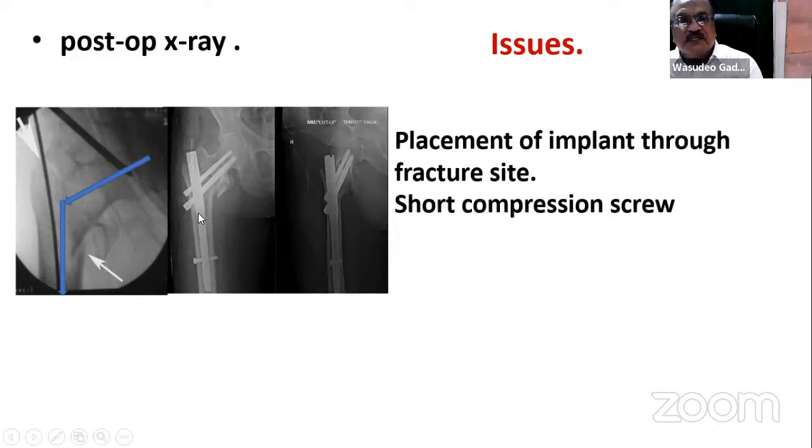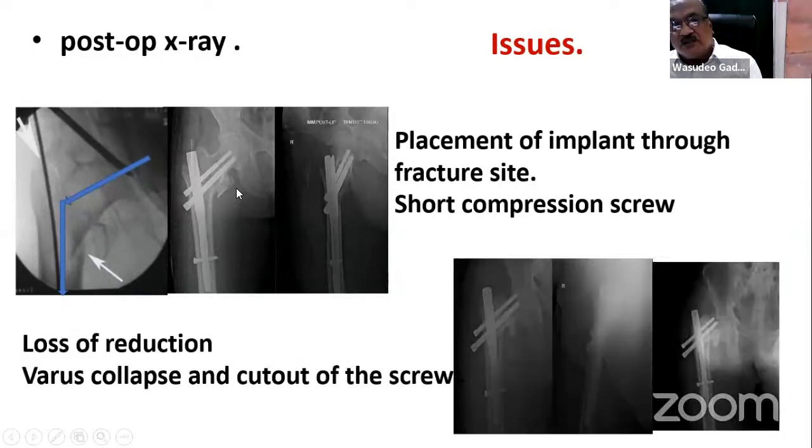And therefore, with an unreduced fracture like this, if you pass a screw through it, it requires a very, very long screw, which may not be available on the trolley because of the increased offset and increased length, and ultimately loss of reduction, varus collapse, and cutout of the screw. So the learning point: reduce the fracture first, and proper entry point is the learning point to prevent such a complication. Otherwise, this was good quality bone.